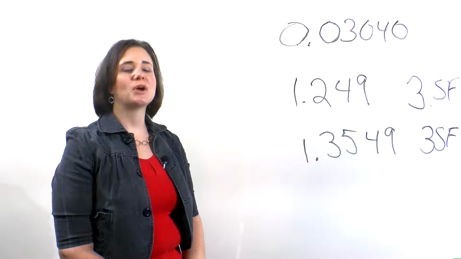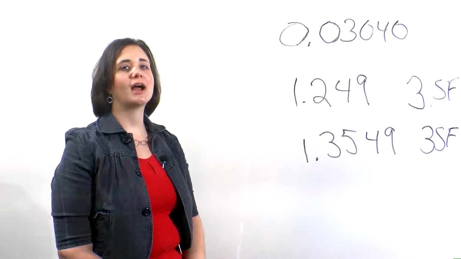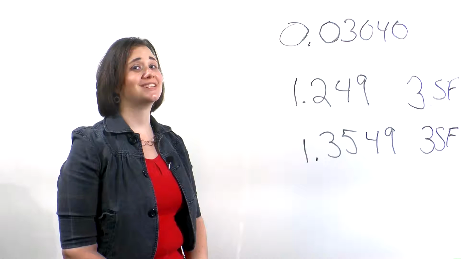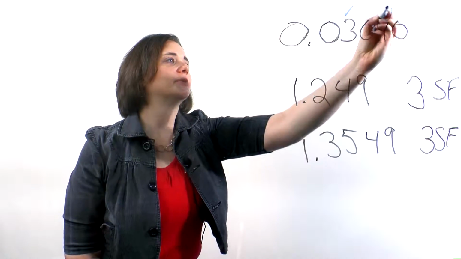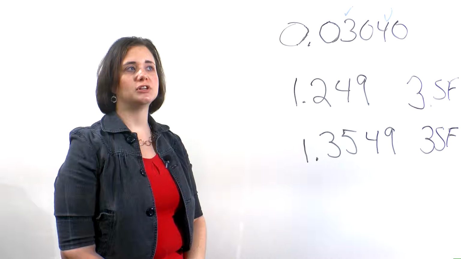For the first one, let's practice one more time figuring out which zeros to count and which zeros not to count. We know we count anything that's not a zero, so we know we're going to count those too.